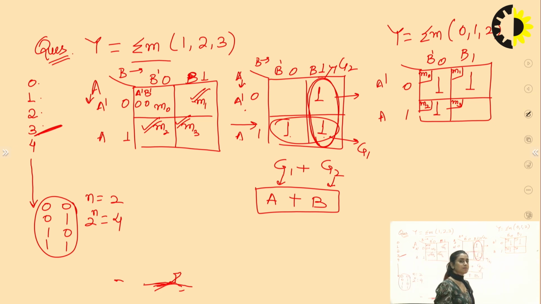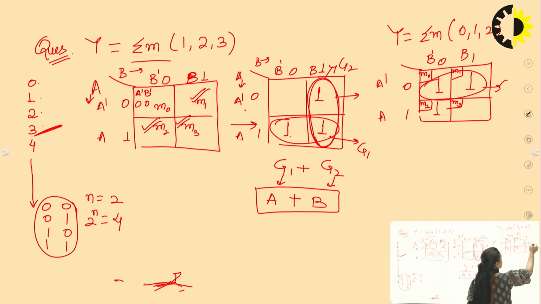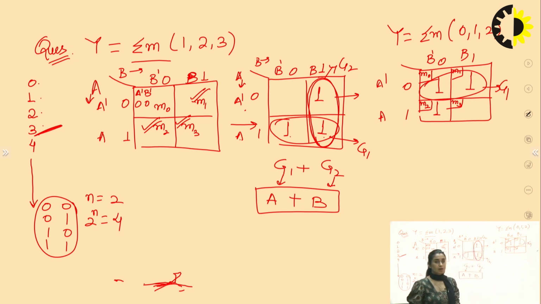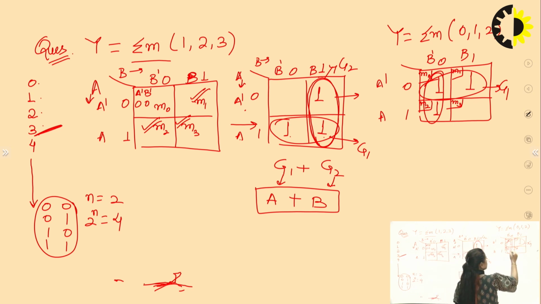Now the fourth step is I'll have to make pairs. Now how can I make a pair? A pair cannot be made diagonally, it can only be made horizontally or vertically. So let's see, I can make this as group 1. Now there is one left. How do I make it? Like this. This is my group 2.